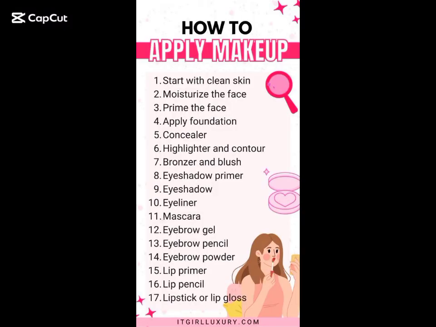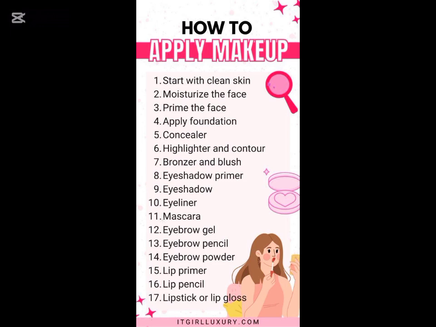How to apply makeup daily routine. Start with cleaning your skin, moisturize the face, prime the face, apply foundation, fifth concealer, sixth highlight and contour, seventh bronzer and blush, eighth eyeshadow primer, ninth eyeshadow, 10th eyeliner, 11th mascara, 12 eyebrow gel, 13 eyebrow pencil, 14 eyebrow powder, 15 lip primer, 16 lip pencil, 17 lipstick or lip gloss. This is your daily routine makeup.